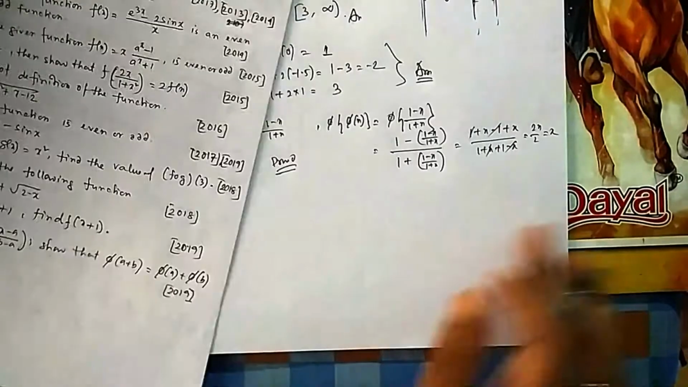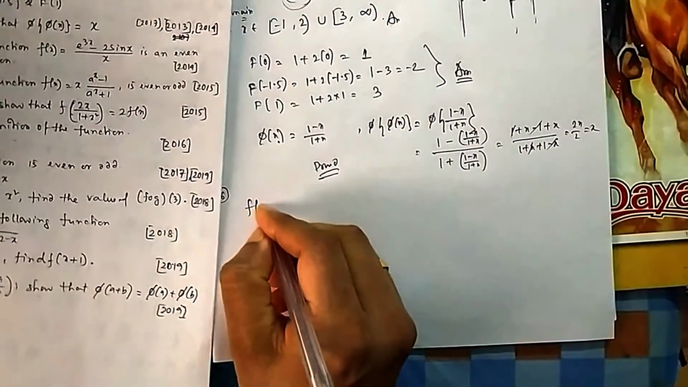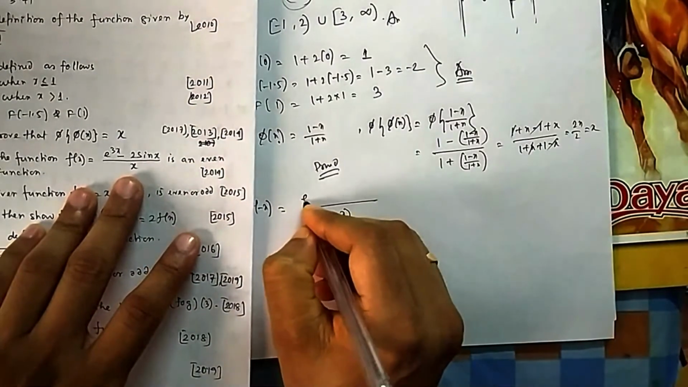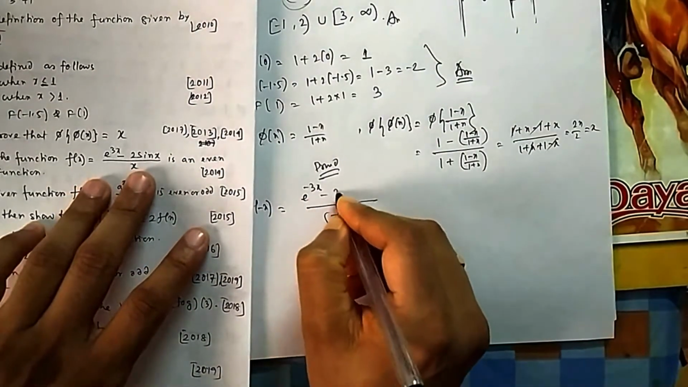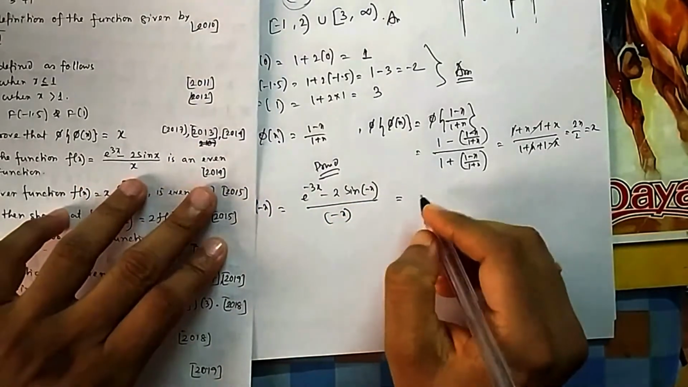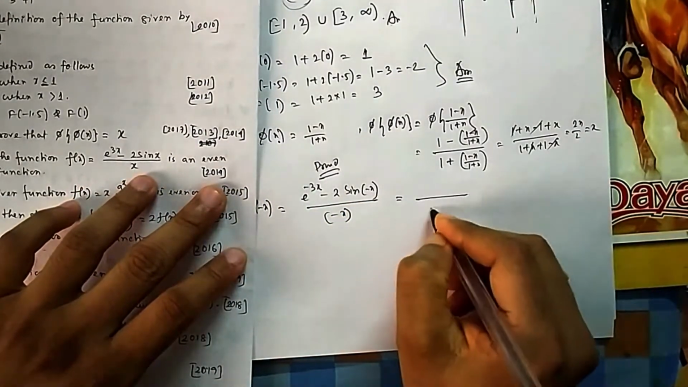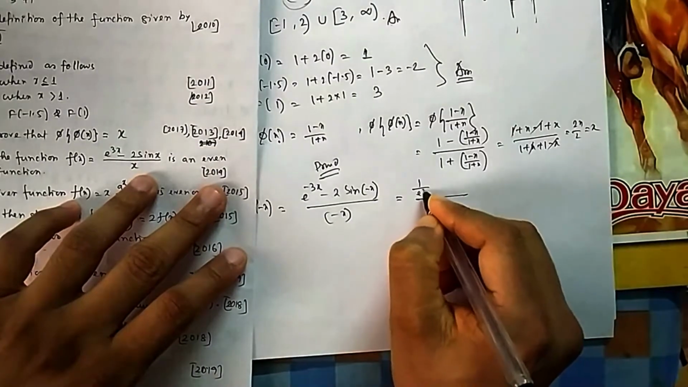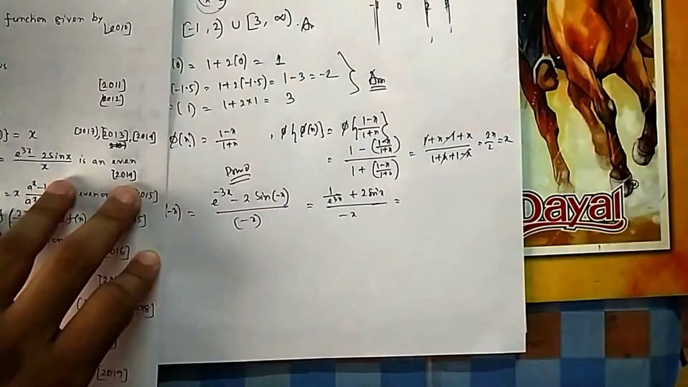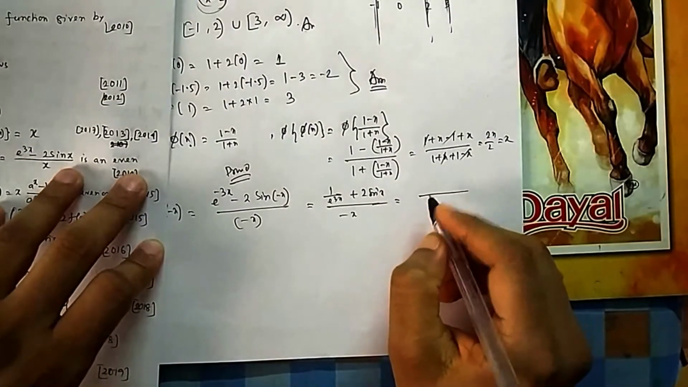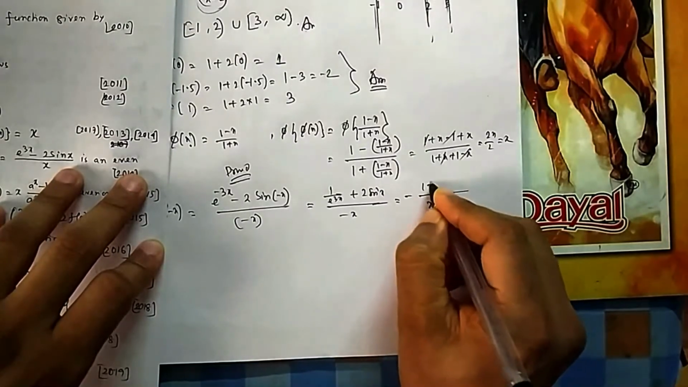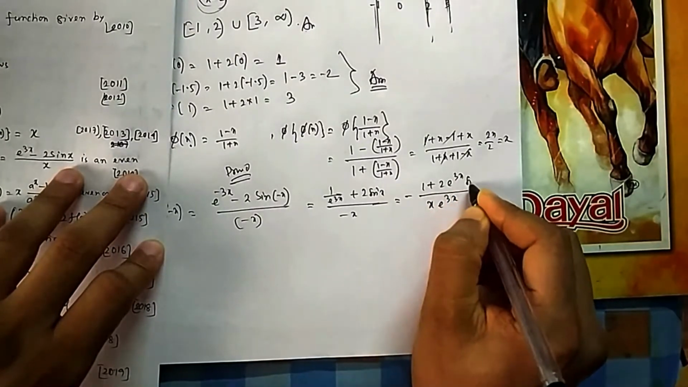Now if you come to 6, examine whether this function is even or odd. For this, again what you will do, for even or odd, we will put f(-x) and check whether the same function is coming or not. e to the power minus 3x minus 2 sine minus x. So what will happen? It is minus x and it is 1 by e to the power 3x, and then sine minus is plus 2 sine x. So if you take LCM, it comes something like this: x (e to the power 3x minus 1) plus 2 e to the power 3x sine x.